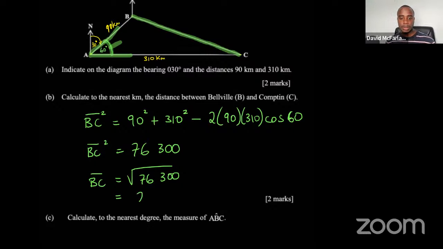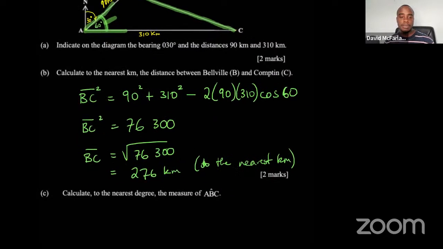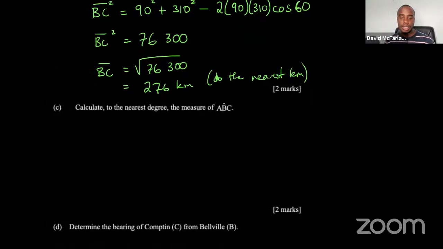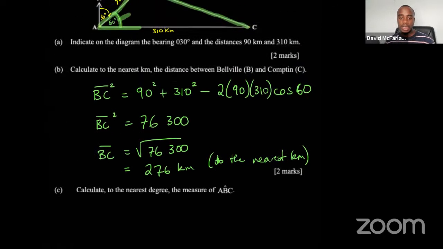276 kilometers. Yeah. So that's what we would use. So I'm thinking the side. So I use either the sine or cosine rule. Now let's go down to the C part of the question. Calculate to the nearest degree the measure of angle ABC.